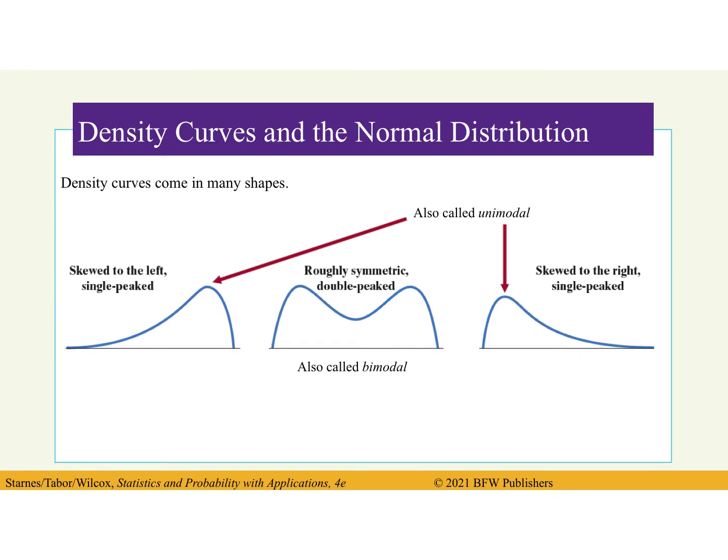Okay, so I want you to draw these pictures, density curves and the normal distribution. Density curves come in many shapes. Some are skewed to the left and single peaked. Some are roughly symmetric and double peaked. We call those bimodal. And some are skewed to the right and single peaked. Remember that the title here, density curves and the normal distribution, is the title of the notes. It's just on every slide, so that you don't need to keep writing that over and over again, but you want to write density curves come in many shapes.